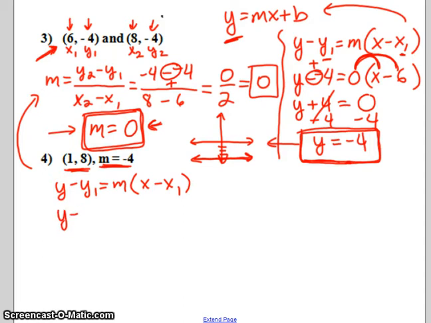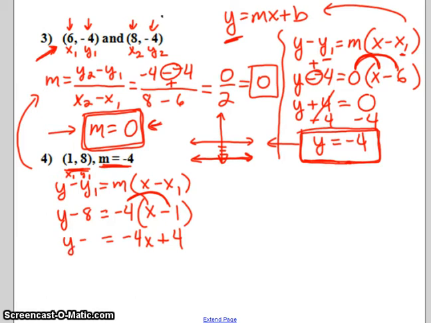Okay, y minus y1, well, here's our point x1, here's our y value, y1. So y minus 8 equals m, which is -4, times x minus 1. Alright, we just substitute it in. Distribute, -4 times x, then -4 times -1, which is +4. Remember, multiplication. Saw a couple plus 5s in this line.